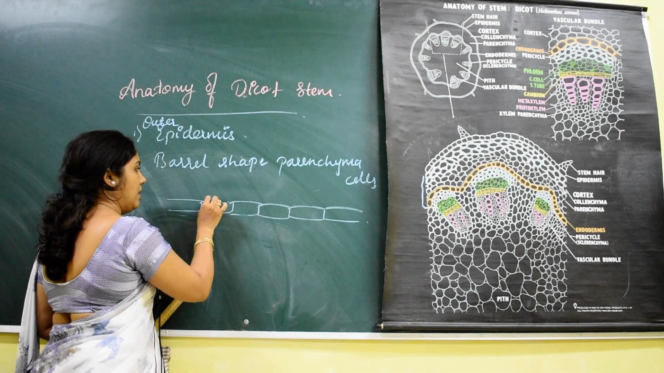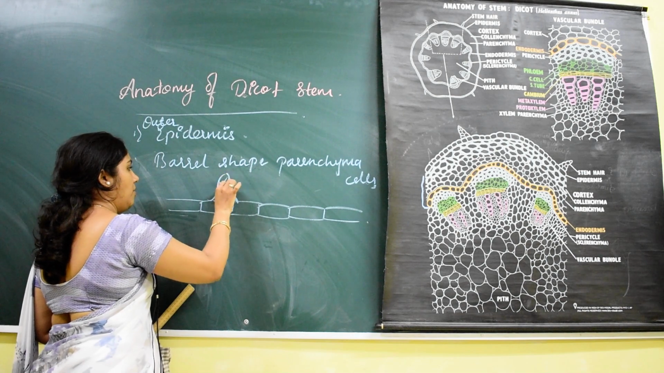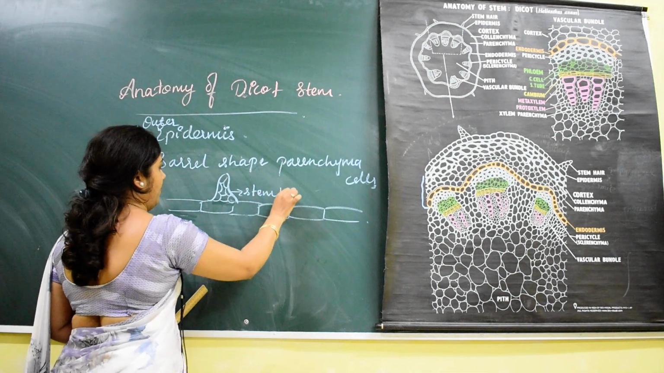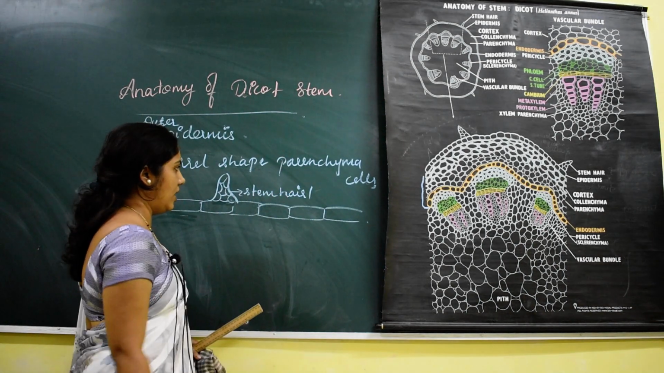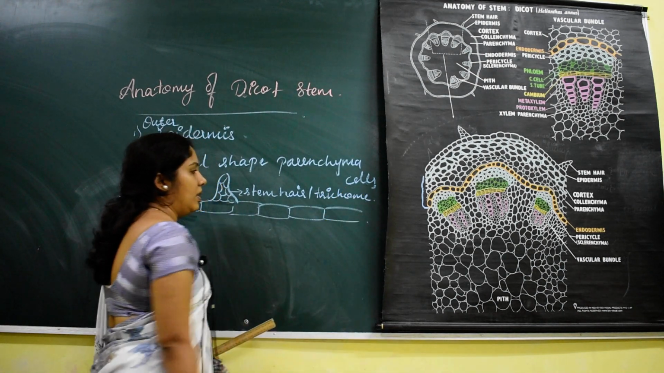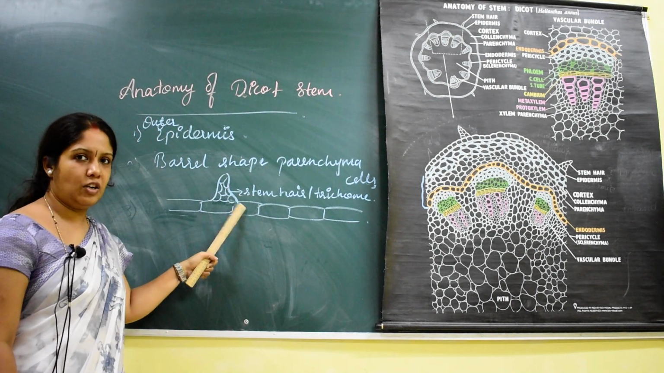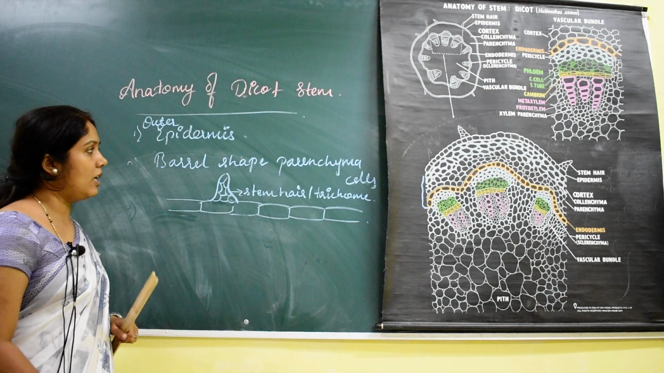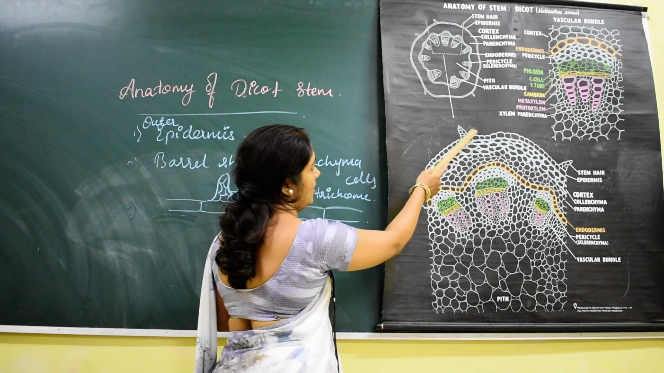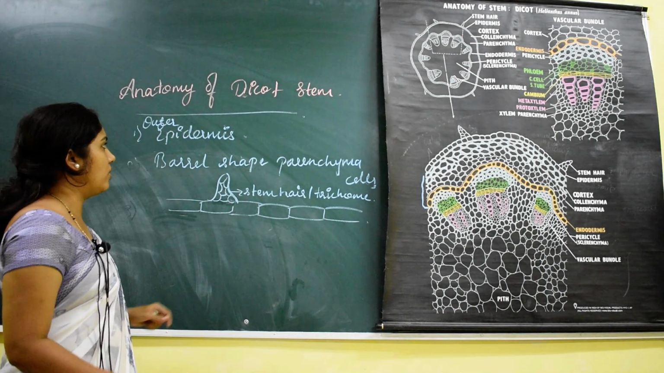Certain epidermal cells are modified to form the stem hair, which is also called trichome. But remember, the stem hair or trichome is multicellular. It is not unicellular. In case of root hair, it is unicellular, whereas the stem hair is multicellular. So this is a stem hair. It is multicellular. So this is about the epidermis.